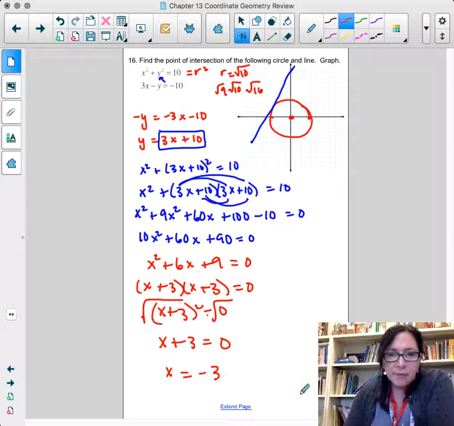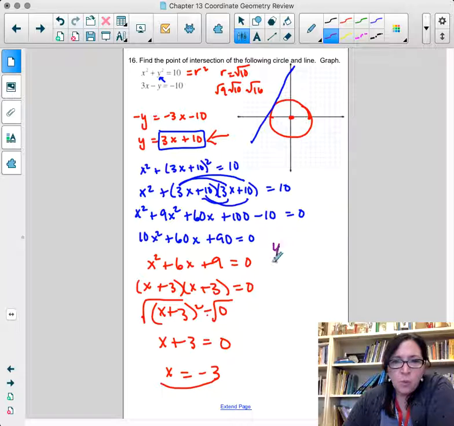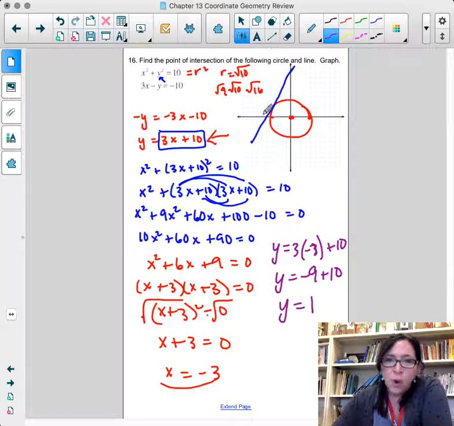x equals negative 3, which means that I now have to plug this back into this equation right here. And so by doing that, I'm going to get y, my y coordinate. So y equals 3 times x. x is negative 3. Add 10. And so we get y is equal to negative 9 plus 10. So y is equal to 1. So actually the one point of intersection is (negative 3, 1). So it looks like right here, that's my point of intersection at (negative 3, 1).